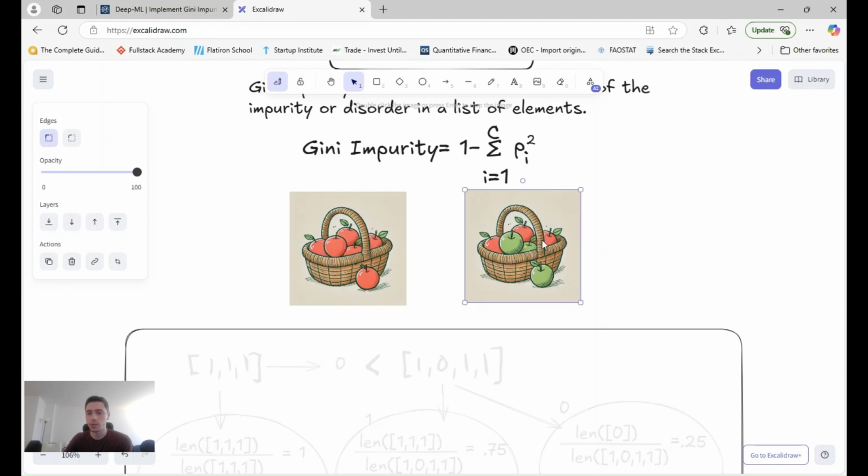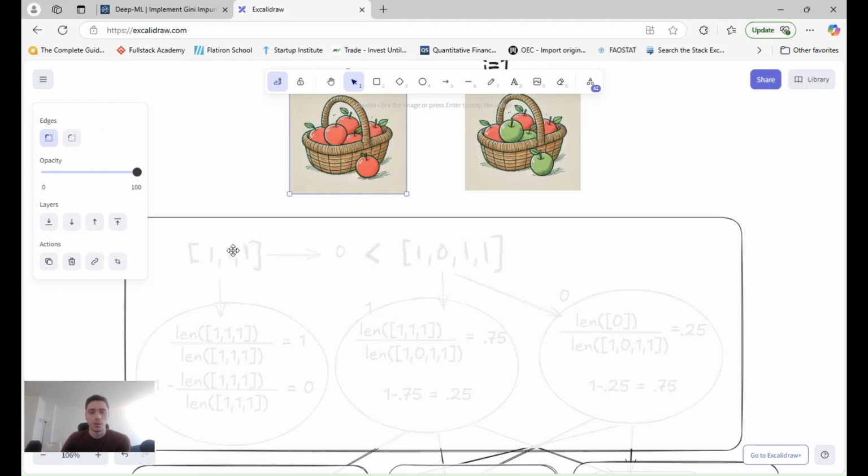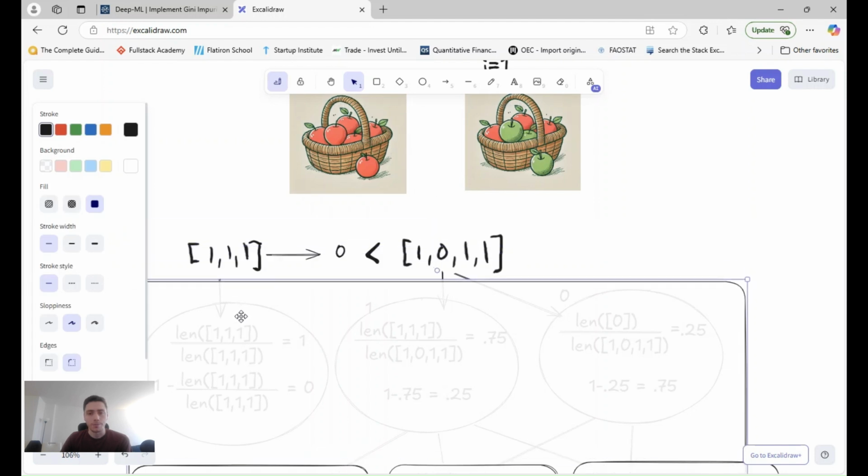But let's say we had a basket with some green apples and some red apples. How do we quantify how much disorder is there? We know it's greater than zero because now there's green and red apples versus before we just had red apples. So let's try and think about how we would actually quantify this. So let's take a little test example.